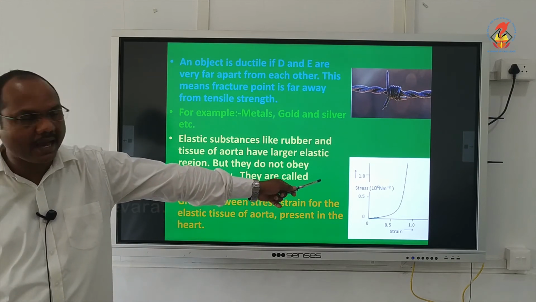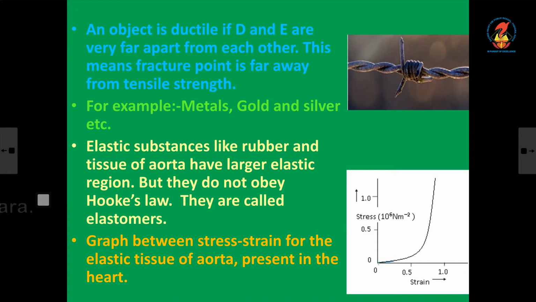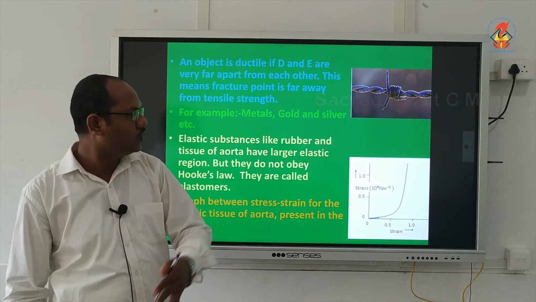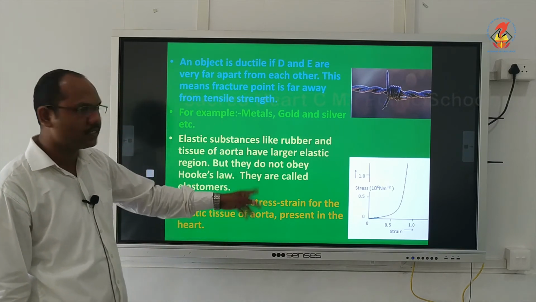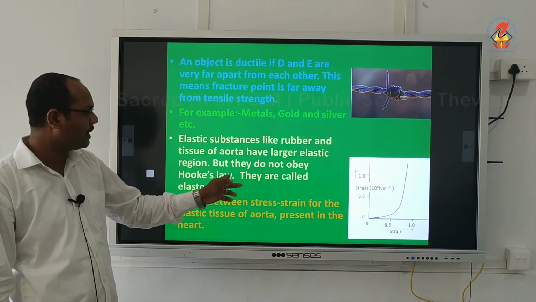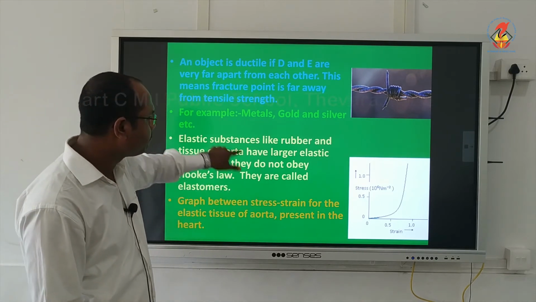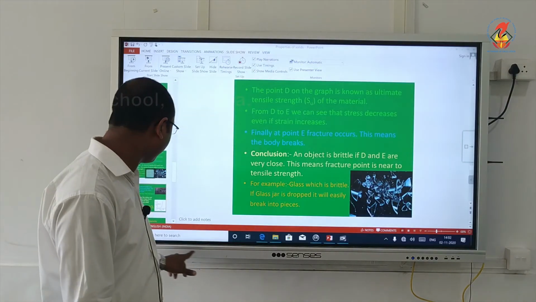Here you can see I have drawn a graph, the graph between stress and strain for the tissue of aorta. You can see the graph is a curved line like this. It is not obeying Hooke's law anywhere. So this is the graph for aorta. Then I will show you the graph for rubber also. So first please note this down under the heading elastomers. Note this down, then draw the graph for aorta, and now I will give the graph for rubber.